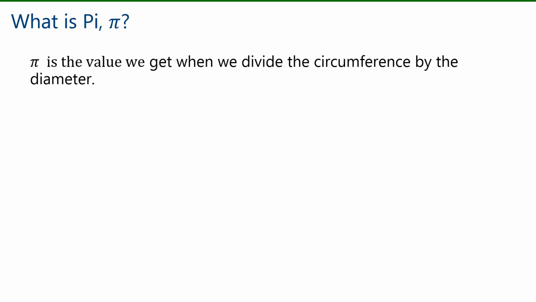Now you may have seen this symbol before and known it relates to circles somehow, but may not have known exactly what it means. Well, pi is the value we get when we divide the circumference of a circle by its diameter. So we can write it like this. Pi equals C divided by D.